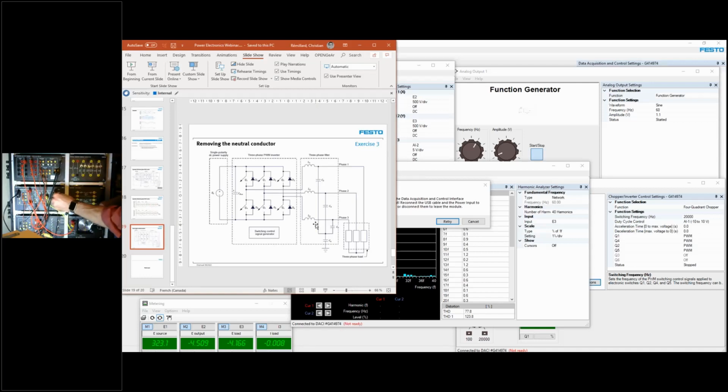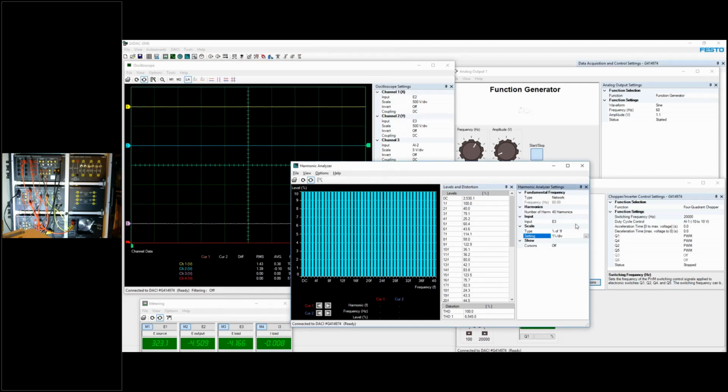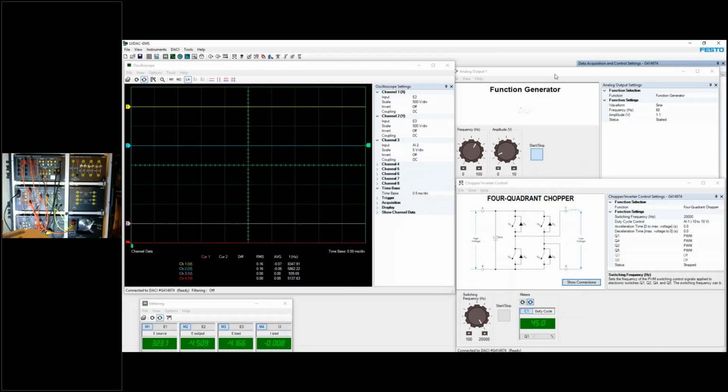Output 2 to phase 2, output 3 to phase 3, and here it is. So from here, I'm still connected to be able to watch the triggering signals sent to the transistors, and that's it. We should be able to have our motor spinning. So going back to LVDAC, reconnecting.